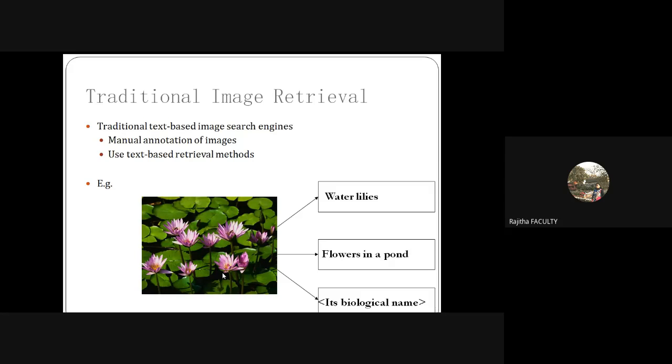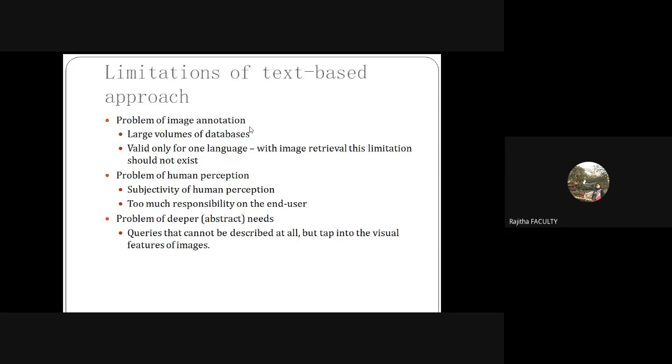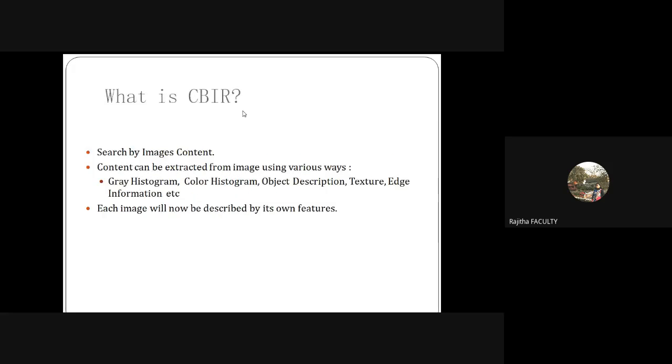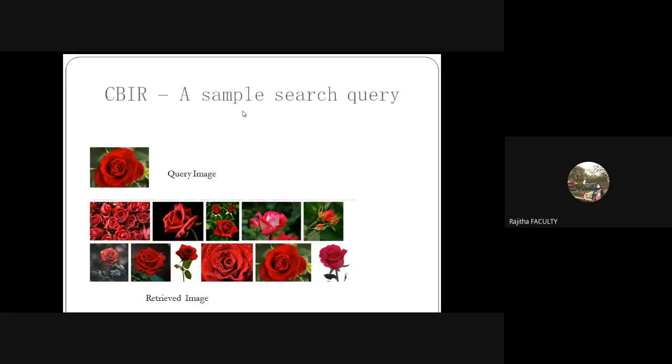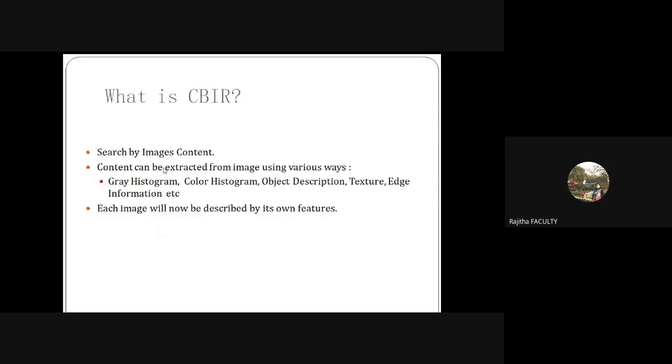Those methods can be many. They can be a gradient histogram, a gray histogram, or a color histogram. Object description can be used, texture features can be used, edge information can be used, and many more. Texture, shape, and color are the most prominent features used in a CBIR machine. These are the most important feature extraction methods.